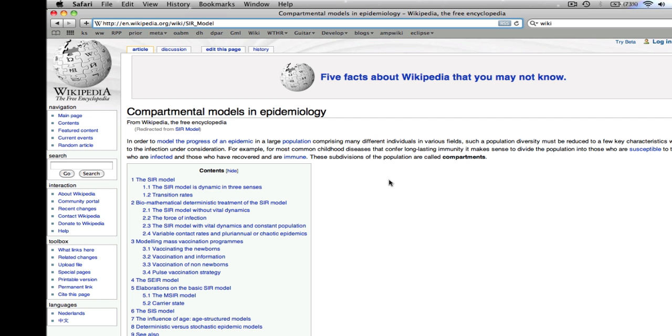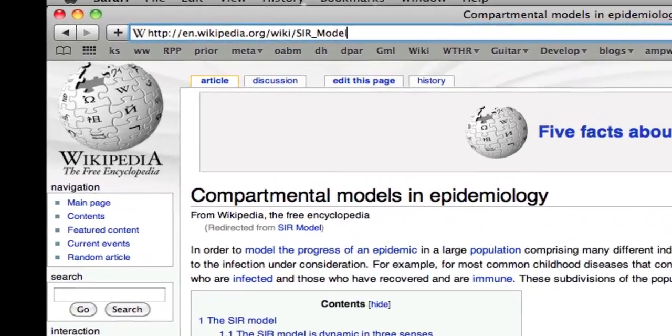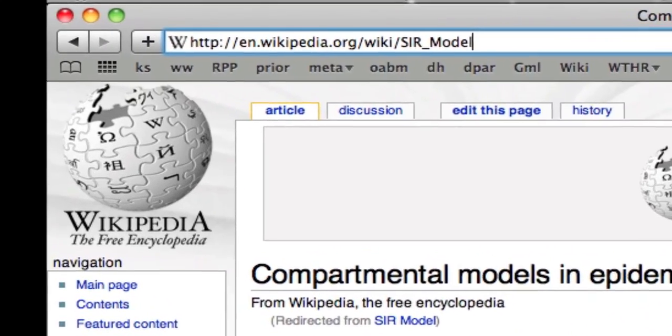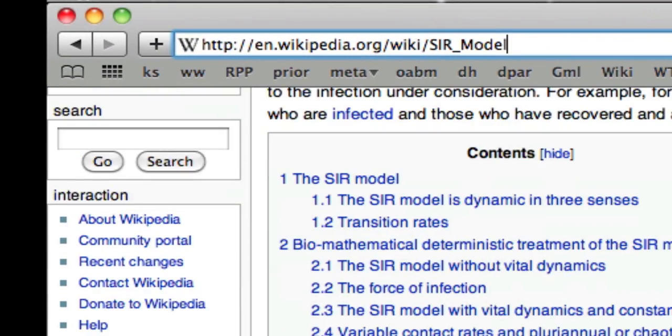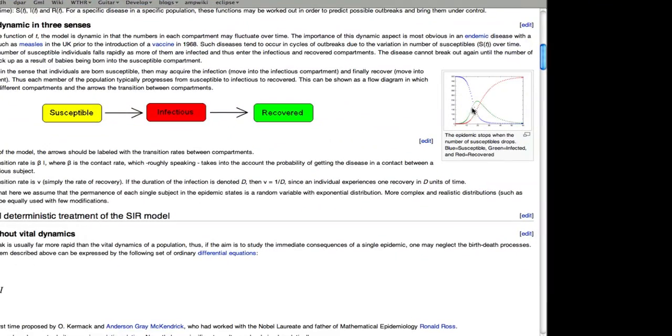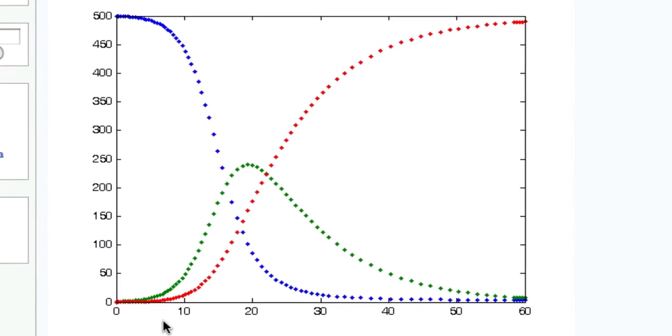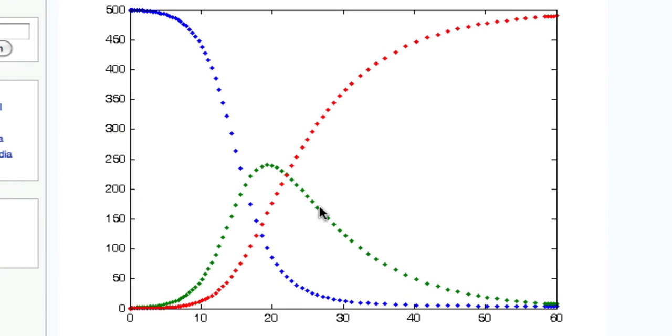If we look at an agent-based model, let's look at how we would do this in a traditional approach. So let's see, there's a Wikipedia article here on this classic model, which is the SIR model. It's susceptibility, infection, and recovery. And with this model, we can pretty well capture, actually perfectly capture, the classic epidemic curves.